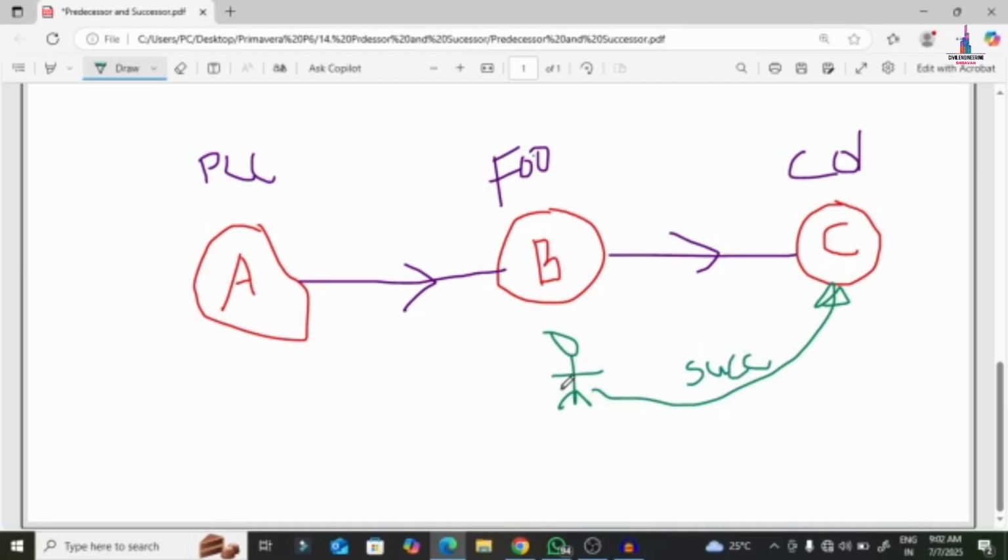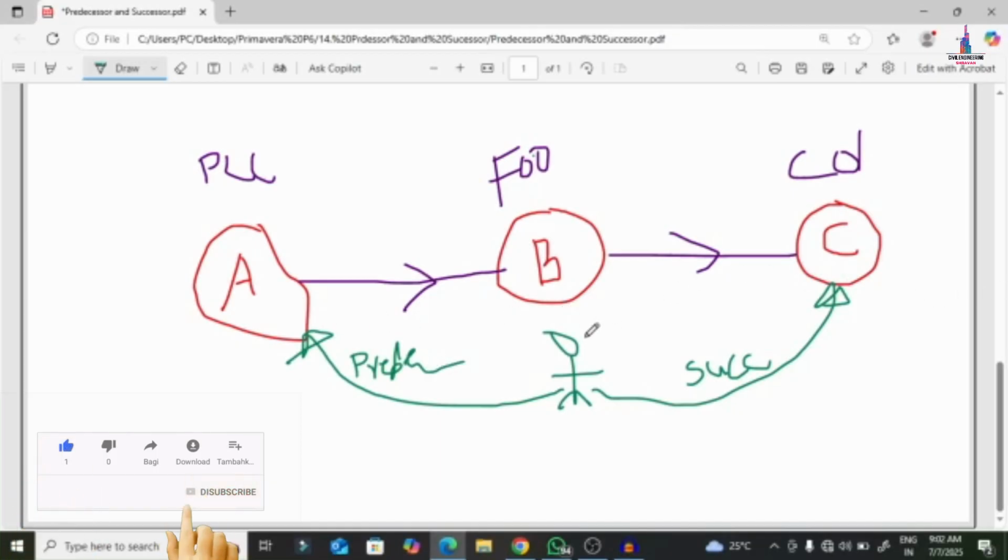And if I want to go to activity A, which is behind, you can take it as predecessor. So this is the relation of predecessor as well as successor. If I stand at activity B, the activity which was completed, which is activity A, is called the predecessor, and activity C, which needs to start after completing activity B, we can call the successor.